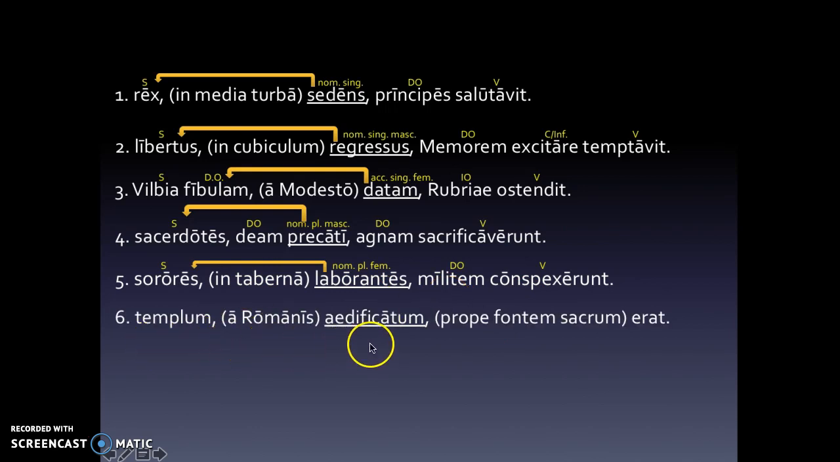Templum a Romanis aedificatum prope fontem sacrum erat. So I set aside my prep phrases, a Romanis, prope fontem sacrum. Sacrum is an adjective modifying fontem. That's how I knew that all three of these go together. Aedificatum is modifying templum because they are both nominative, singular, and neuter. Since this is nominative, it's our subject, and we've got a linking verb left here. So the temple, having been built by the Romans, was near the sacred fountain.